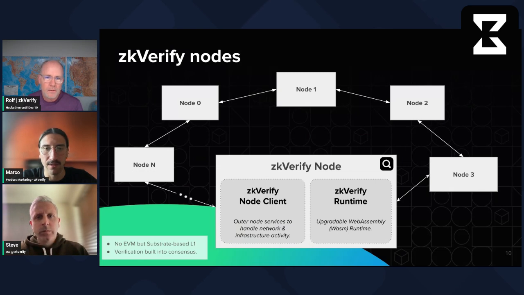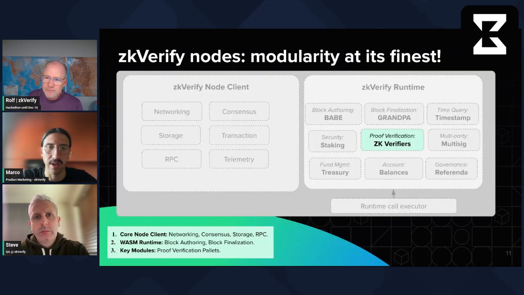If you want to take a look at zkVerify nodes, how they work, and why they are so efficient, we can see a brief chart over here. And we can see that the zkVerify node is divided into two different sub-components. We have the node client and we have the runtime. The node client is the part that takes care of everything like networking, consensus, storage, and so on, while the runtime, you can see the little rectangles in here, are called pallets and are plug and play modules that offer some additional capabilities to the chain.